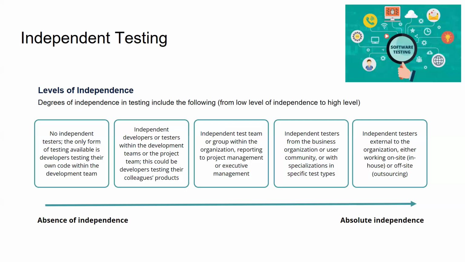Then the last one is independent testers external to the organization, either working on site or off site. So this is the outsourcing part. There are companies where they provide services from a quality assurance perspective. So they are doing quality assurance for other companies, right? So company A gives a contract to company B, who's providing the quality assurance service, and company B will come to company A's place or work separately and test out this application, right?